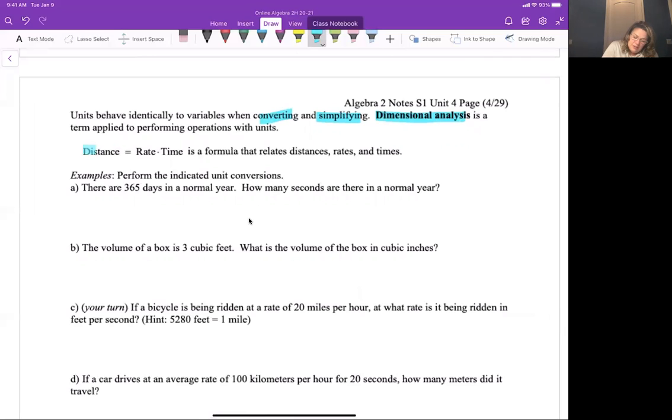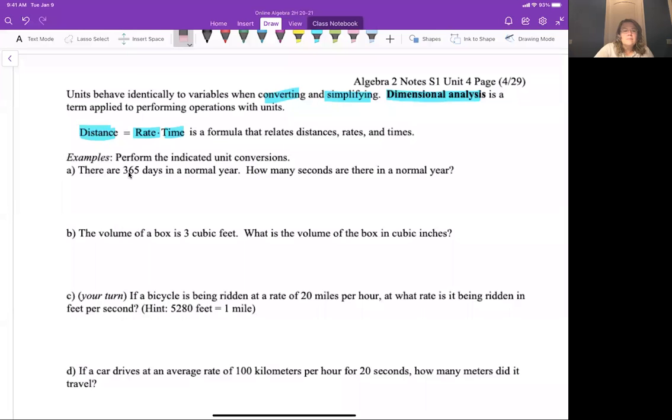This is a very common equation that you see in lots of science. Distance is equal to the rate, the speed at which you're traveling, times the time. It is a formula that relates distance, rate, and time. So rate might be miles per hour, time might be in hours. That gives you how many miles you have traveled. So, all right, we need to perform the indicated unit conversions.